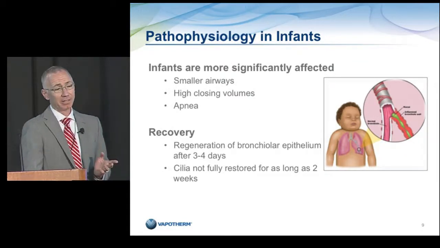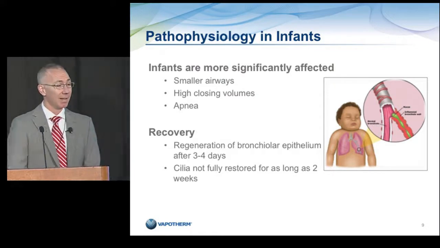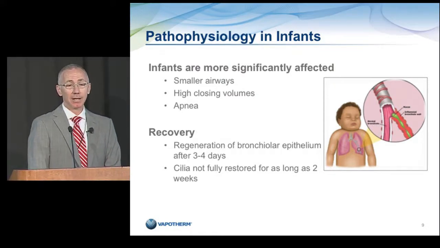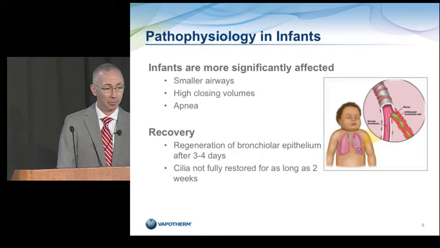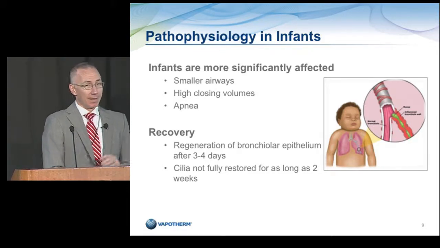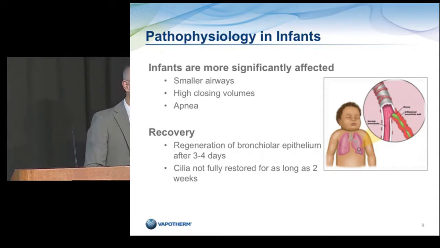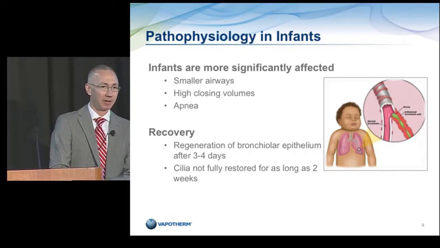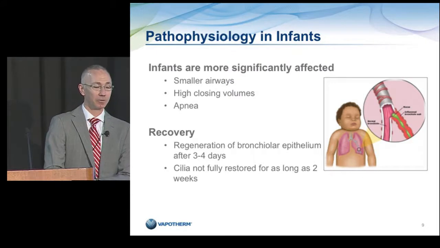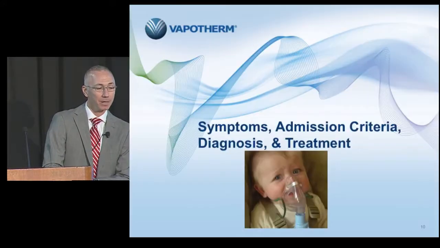Infants are significantly affected by RSV bronchiolitis, mostly because of their smaller airways, high closing volumes, and also there is a subset of infants that present with RSV with apnea and not with respiratory distress. After the acute onset, recovery starts at about 3 or 4 days for the bronchiolar epithelium, but the full mucociliary function might take 2 or 3 weeks for full recovery. So this is a process that has long-lasting implications, at least in the acute phase.